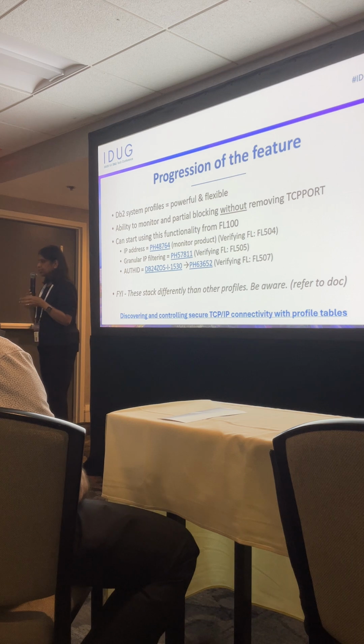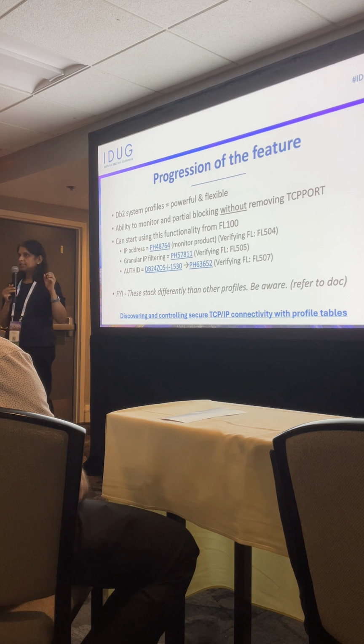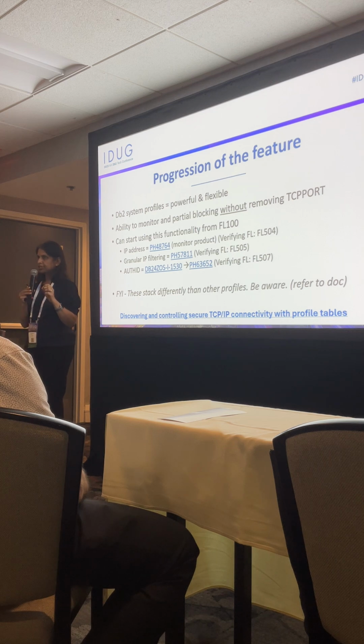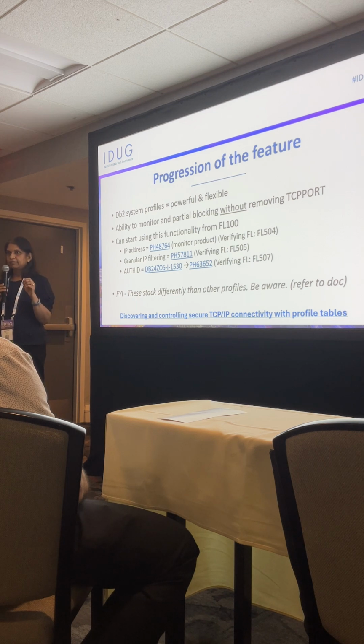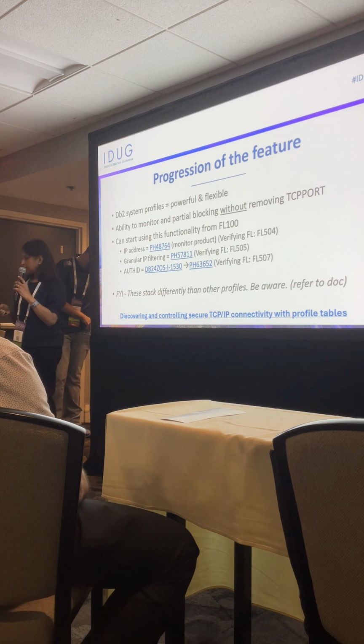The initial support came in earlier, but all these capabilities are now available in function level 100. What the verifying function level does is make sure that if you're at that function level, you should have that APAR applied. So by default, you get that functionality with that APAR. Okay? Yeah, sure, question.